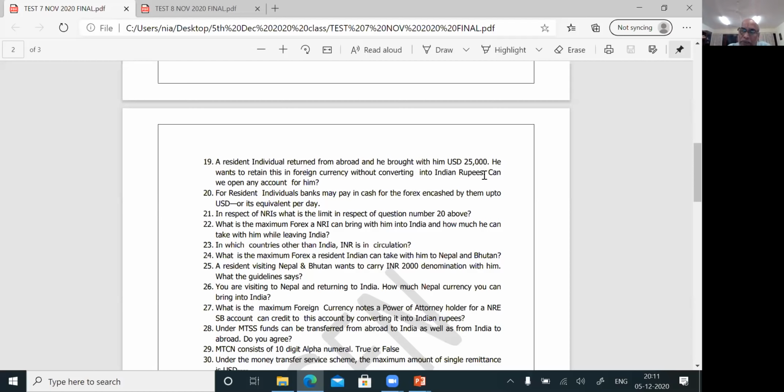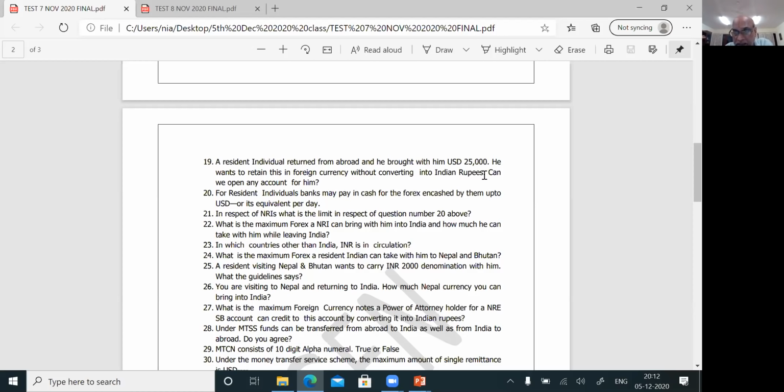So first you have to ask him for the currency declaration form. Then what account will you open for him? A resident individual: I went abroad, I got 25,000 US dollars, and I am showing a currency declaration form. Then you can open a foreign currency account for me. The nomenclature of the account is RFCD, within brackets, resident foreign currency domestic.